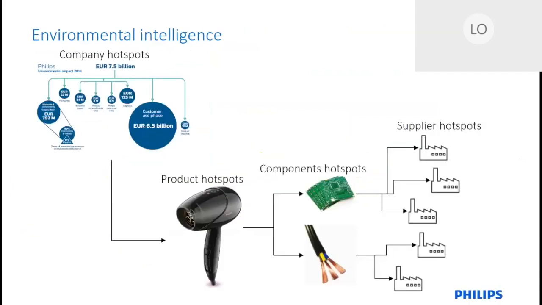So it also provides us, for example, with product hotspots, and this is a hairdryer. We know that this is a heating device, so yes, there's quite some impact. We can also look at the component hotspots, and then we can have a look at the supply hotspots. So it also provides us insight into which suppliers we should cooperate with and try to see if we can further improve their way of working and make it more environmentally friendly. Okay, next slide.